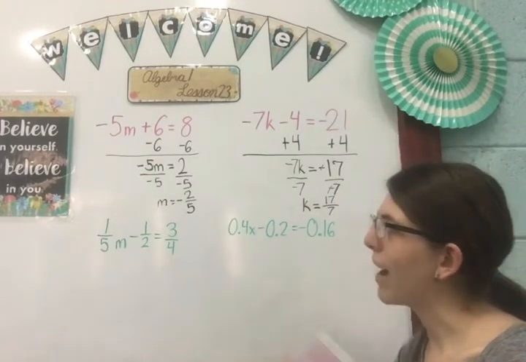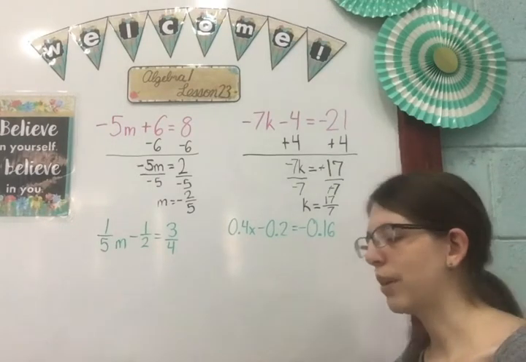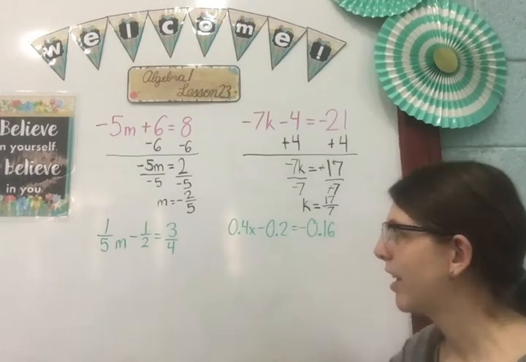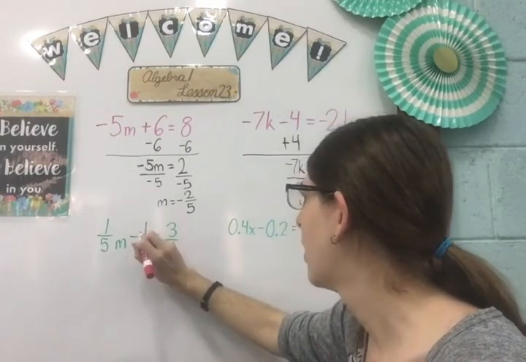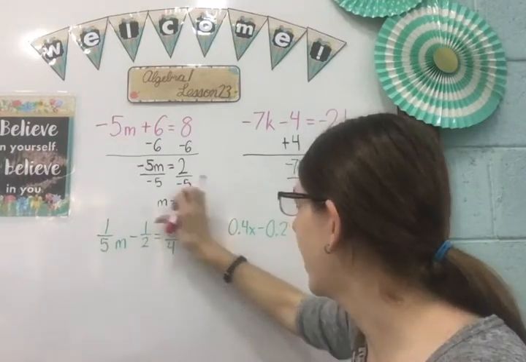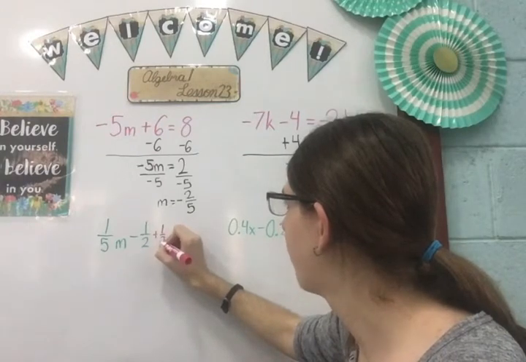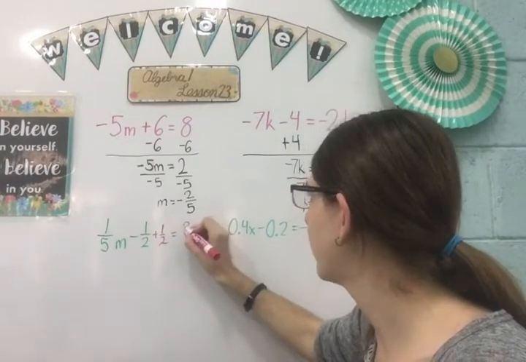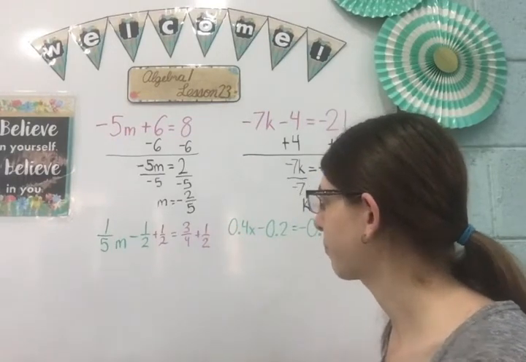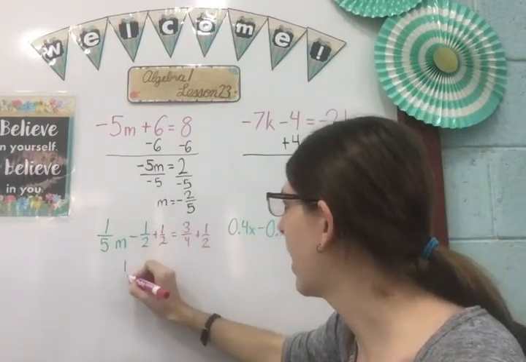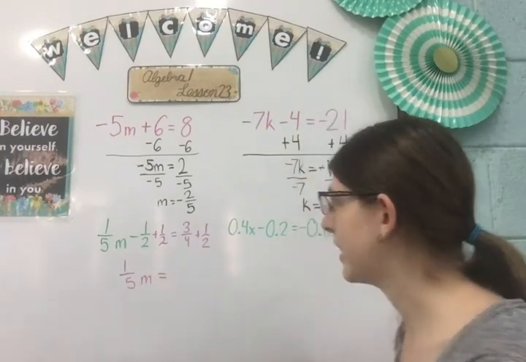1/5 m minus 1/2 equals 3/4. Well, we're going to start out by doing our subtraction. Since I'm subtracting 1/2, that means I need to add 1/2 to both sides. So I'm adding 1/2 to this side, plus 1/2, equals 3/4 plus 1/2. So on this side, my 1/2 cancels out, and I'm left with 1/5 m equals.